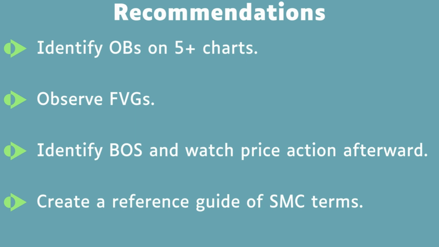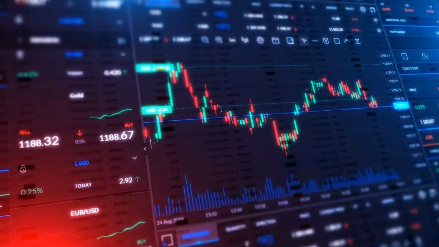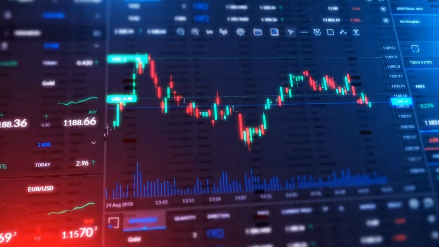In our next section, we'll explore the psychology of smart money, understanding the mindset of institutional traders, and how to overcome the psychological disadvantages faced by retail traders.